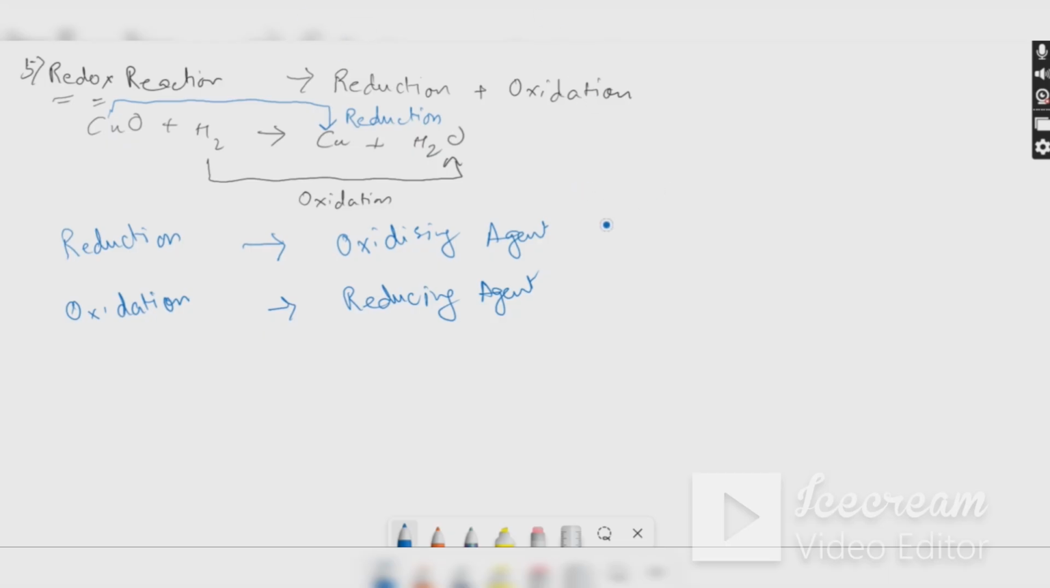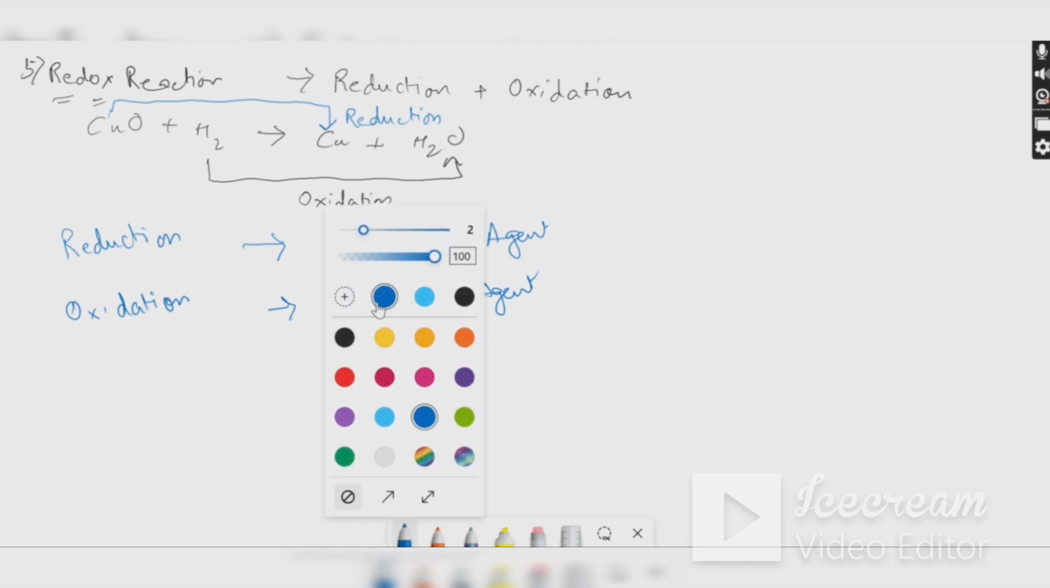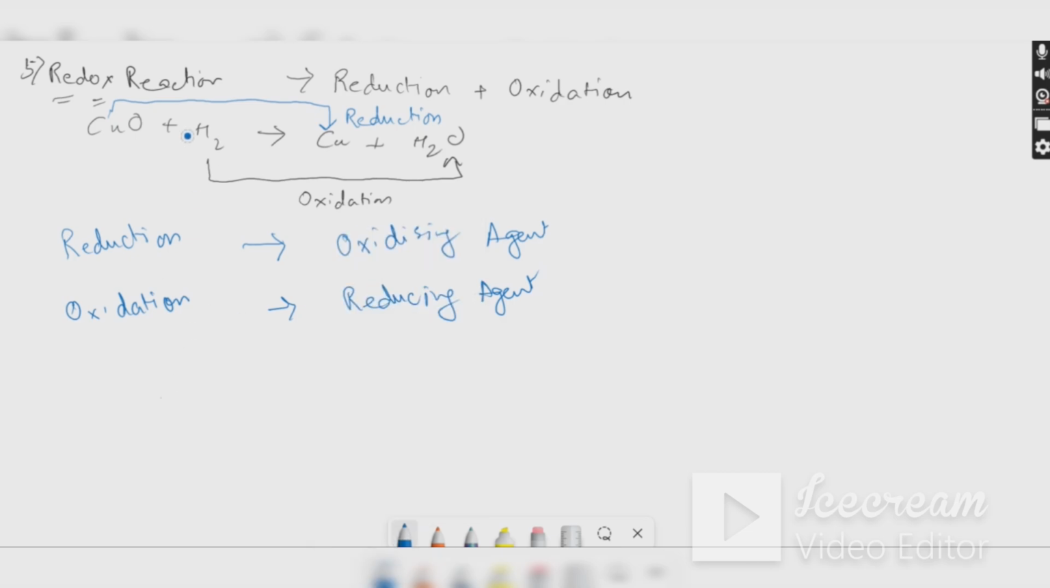So in this case, what is happening? As I told you, the one which is getting reduced, you find reduction is taking place in CuO. So CuO will become my oxidizing agent and H2 will become my reducing agent. Alright? Okay. Next. So this is the fifth form of reaction that we have.